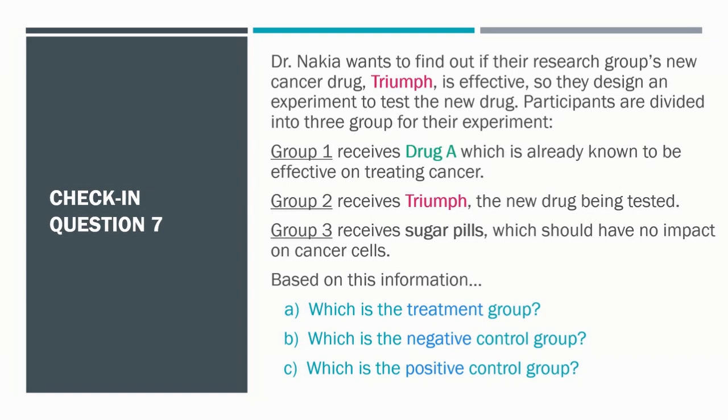Okay, keeping in mind, this is number 7. Dr. Nakia wants to find out if their research group's new cancer drug, Triumph, is effective. So they design an experiment to test the new drug. Participants are divided into 3 groups for their experiment. Group 1 receives drug A, which is already known to be effective at treating cancer. Group 2 receives Triumph, the new drug being tested. And Group 3 receives sugar pills, which should not have any impact on cancer cells. Based on this information, which group is the treatment group? Which is the negative control group? And which is the positive control group?